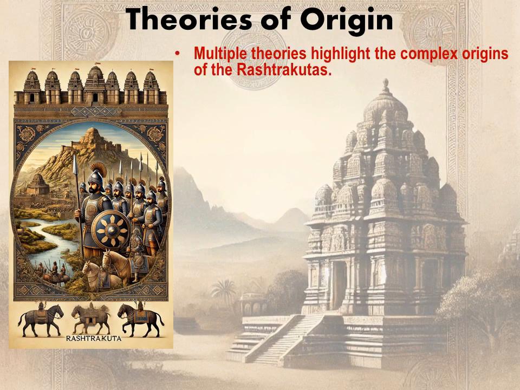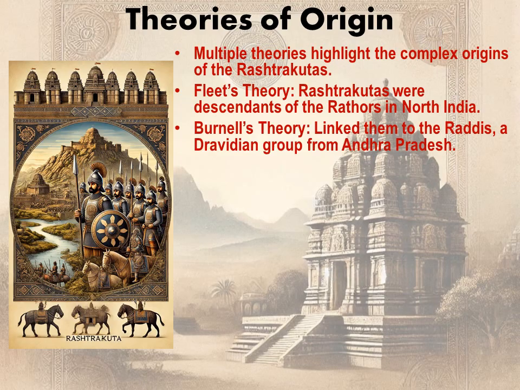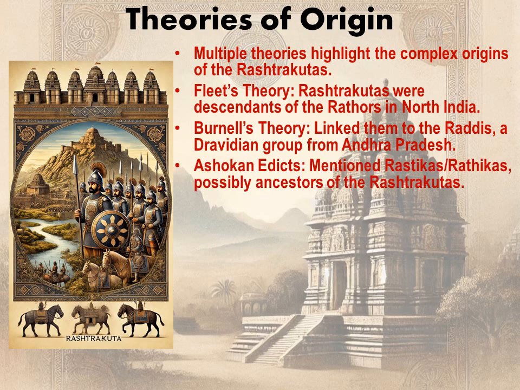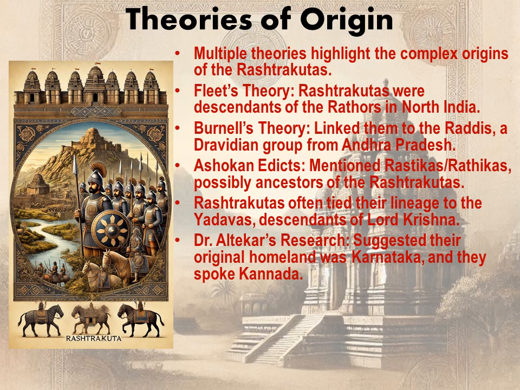Theories of origin. Multiple theories highlight the complex origins of the Rashtrakutas. Fleet's theory: Rashtrakutas were descendants of the Rathors in North India. Bernal's theory linked them to the Raddis, a Dravidian group from Andhra Pradesh. Ashokan edicts mentioned Rashtrikas, Rathikas, possibly ancestors of Rashtrakutas. Rashtrakutas often tied their lineage to the Yadavas, descendants of Lord Krishna. Dr. Altekar's research suggested their original homeland was Karnataka and they spoke Kannada.